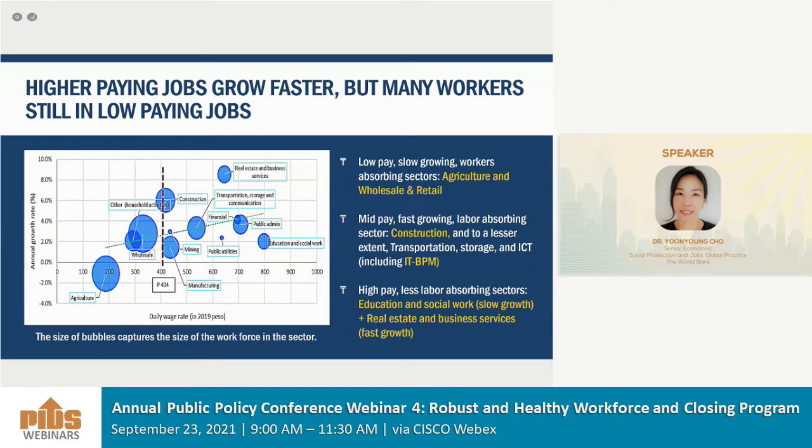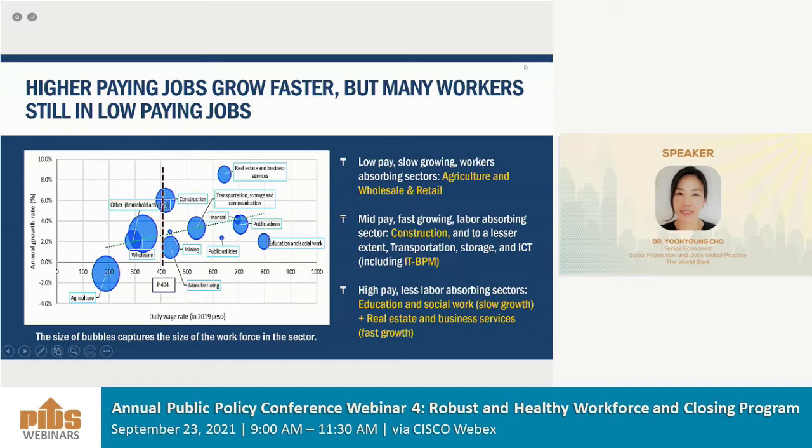And this is another graph that I'd like to highlight. It shows that higher paying jobs grow faster, but many low productivity jobs are still absorbing a lot of workers. The graph's x-axis shows the daily average wage rate of certain sectors, and the y-axis shows the annual growth rate of jobs. There's a positive relationship between the two. This means that high-paying jobs are growing fast, but the stock of workers observed in such sectors, which is reflected in the bubble size, shows that agriculture and wholesale are still the sectors absorbing the majority of workers. This means that the low-pay, slow-growing sectors absorbing workers are agriculture and wholesale and retail.